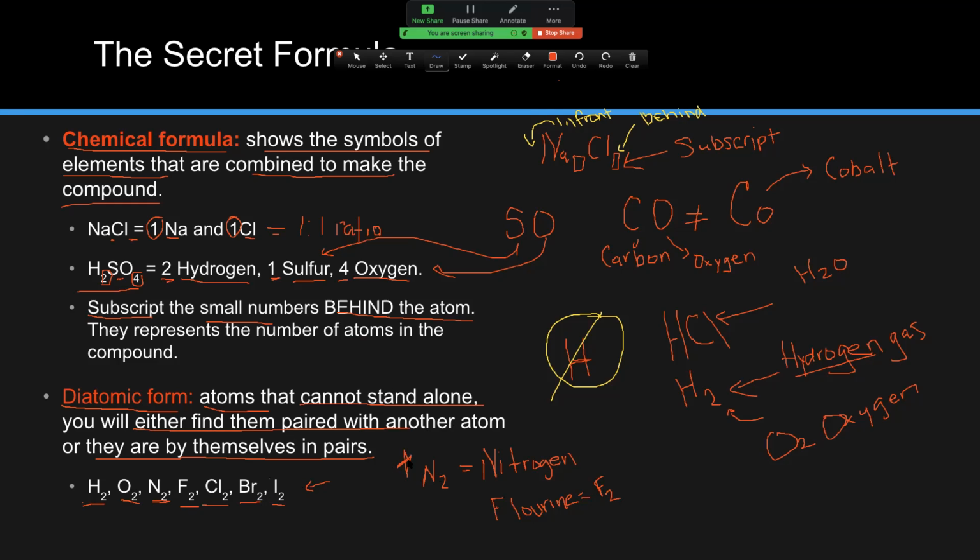Okay, and this is how you write the formula. These are the formulas. That would be a chemical formula. This is a chemical formula. This is a chemical formula. This is not. This is just the element or the atom, we would say. This is just an element. That's not a chemical formula. Not a formula.